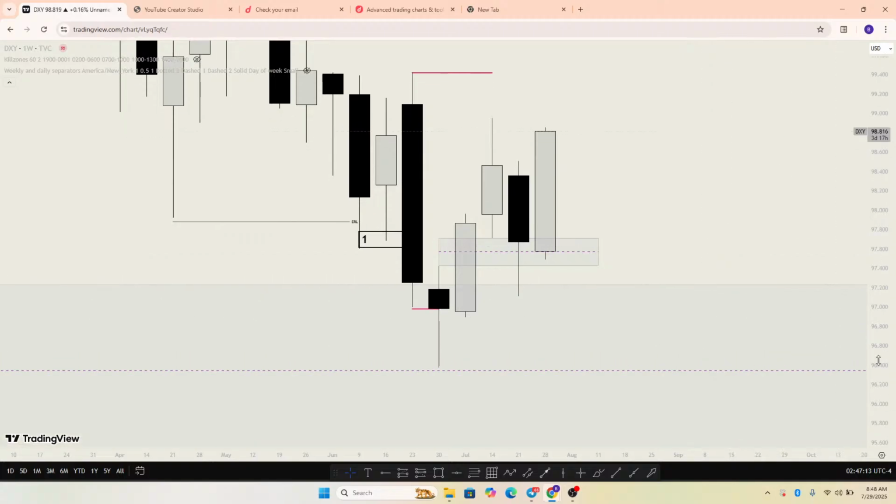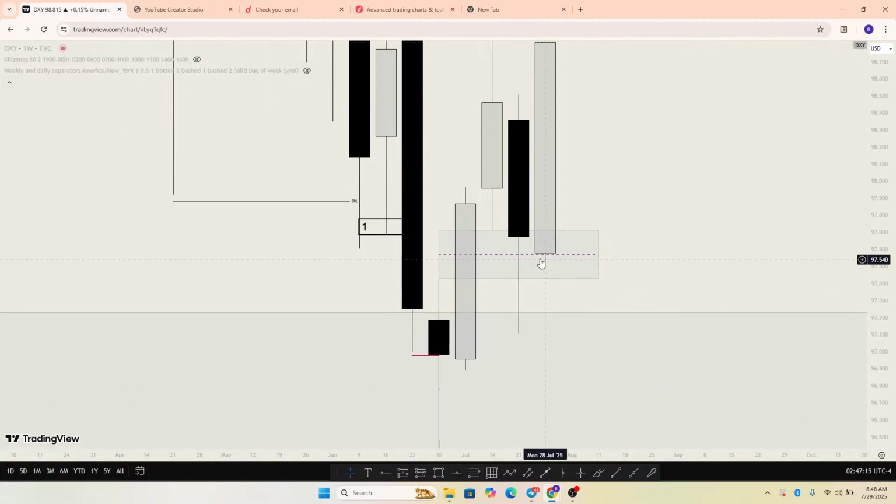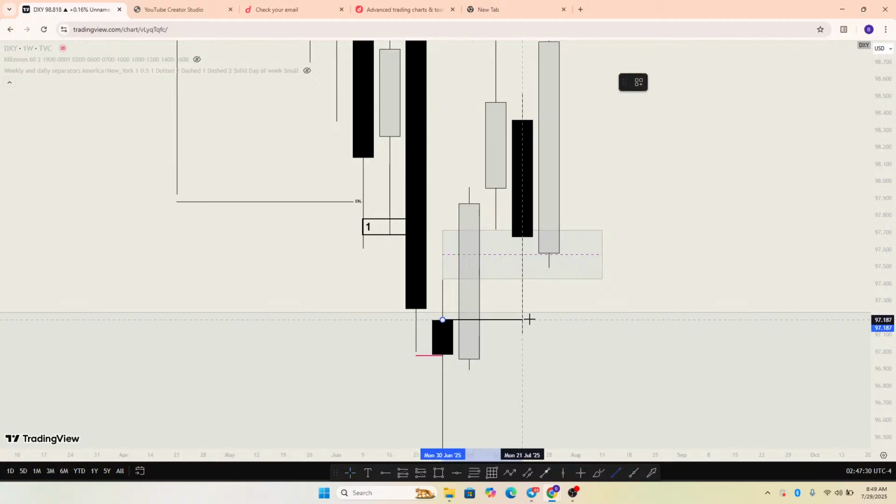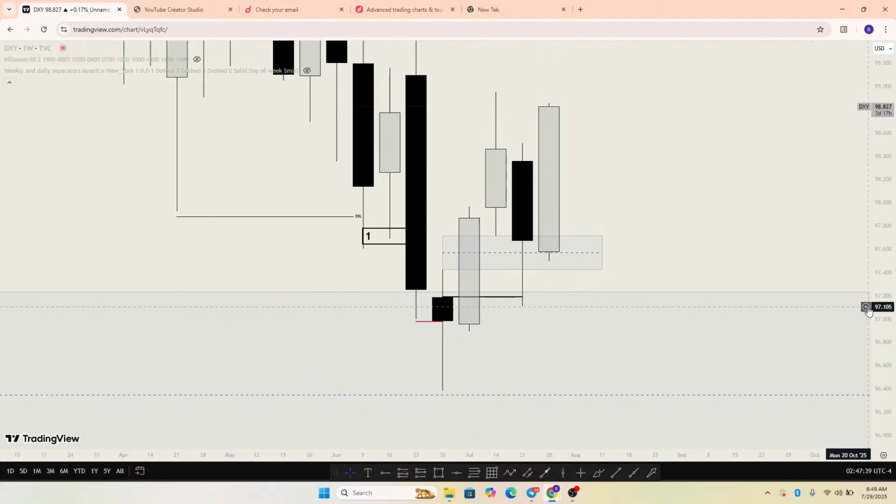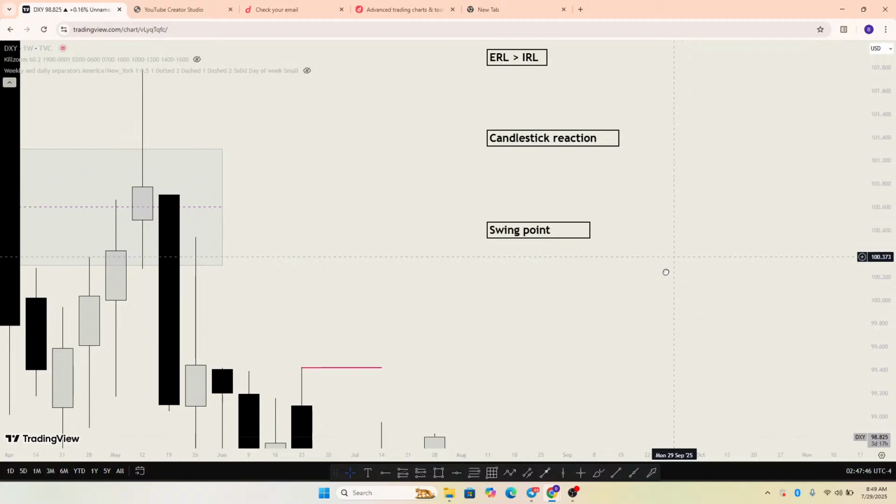And what do we see? Price is respecting the fair value gap. Even though we see this retracement, price came into the open of this bearish candle. So price retraced and then respected this fair value gap. Another point to consider is what? Candle reaction. Because we are now at an institutional reference point.